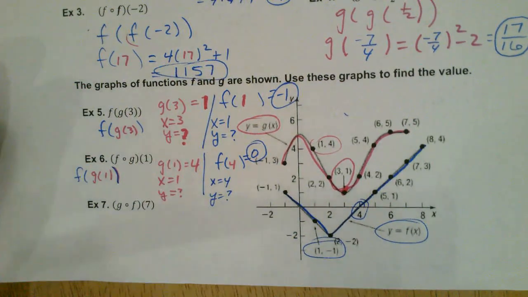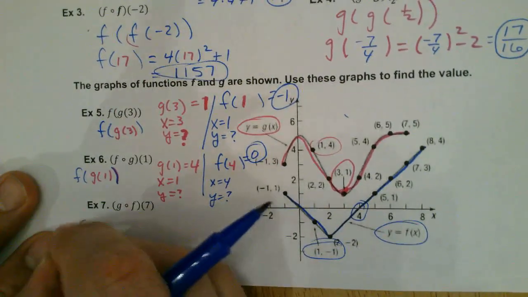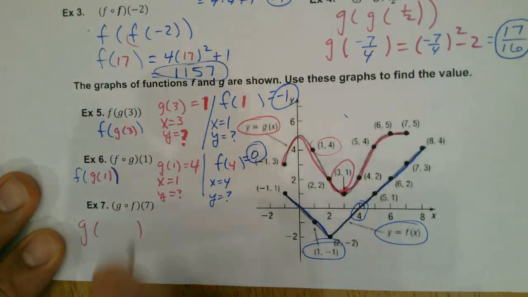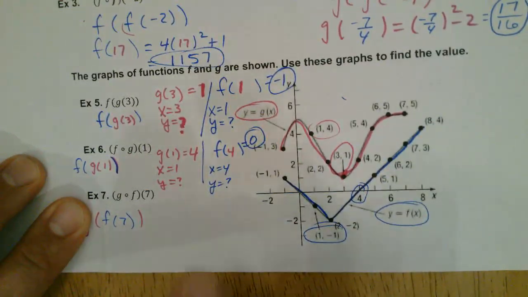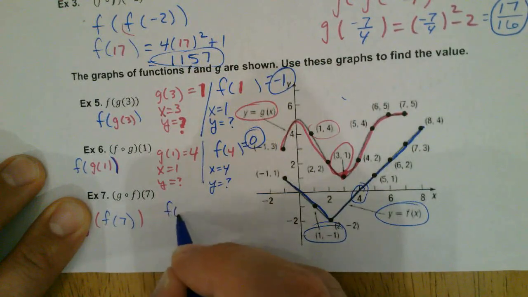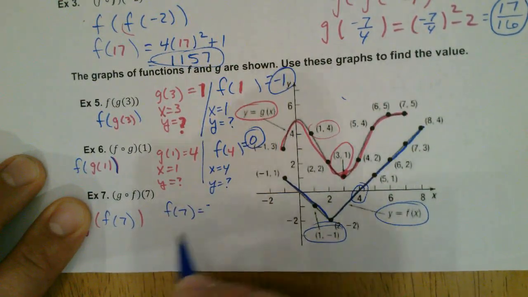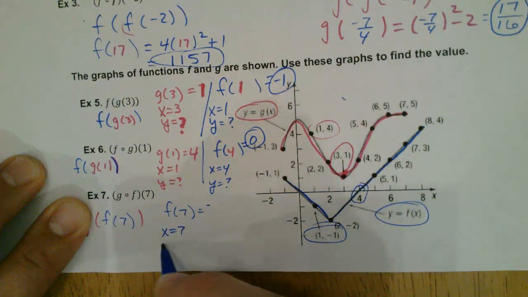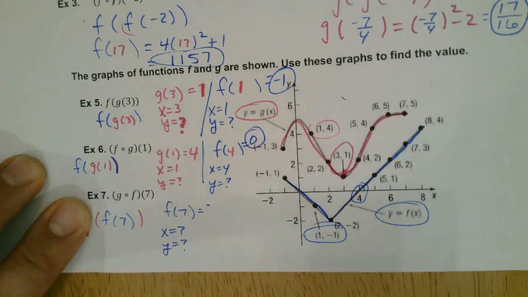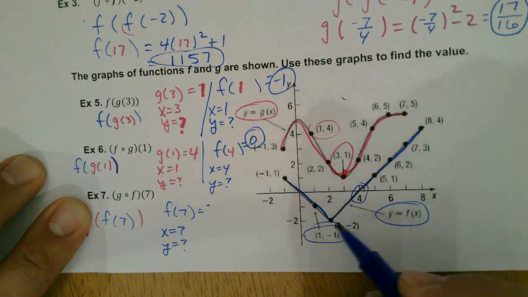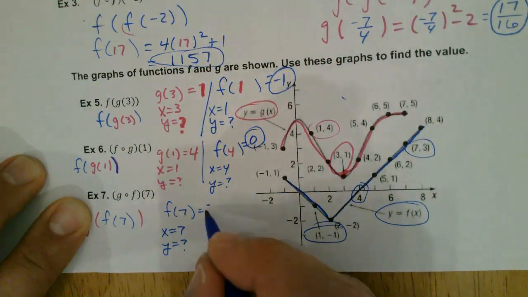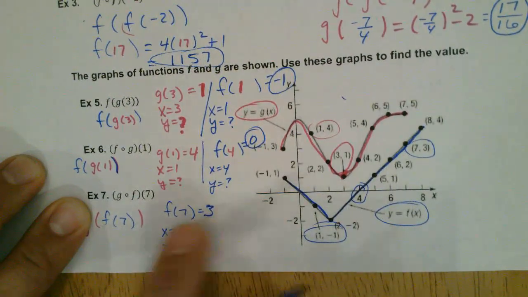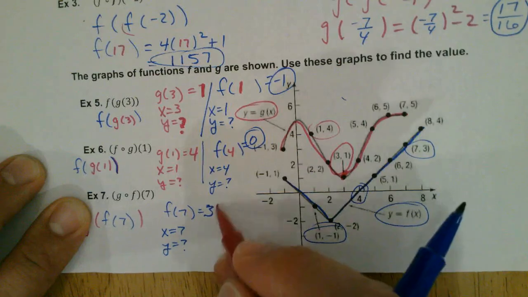All right, so the last one is just backwards now. It's g of f of 7. Again, work inside out. The first thing I would do is find what f of 7 is. So they're saying x is 7, what's y? So now we go to the blue function, the f function, and we find 7. Oh, there it is right there. So we get 3.